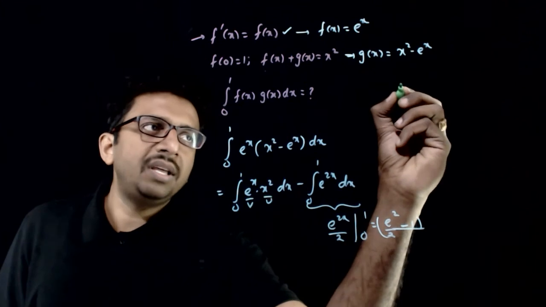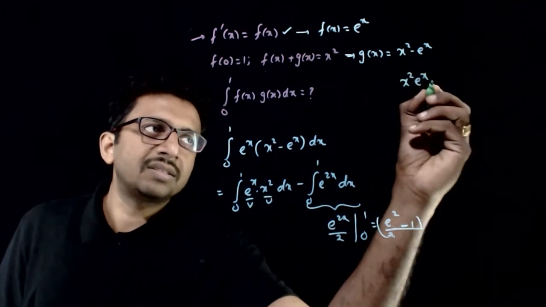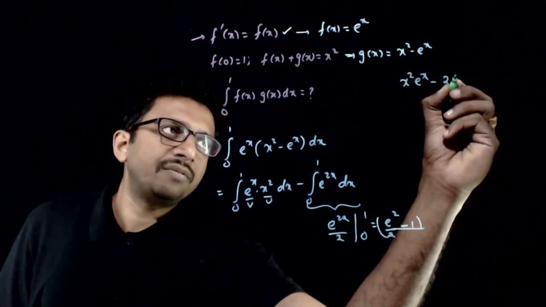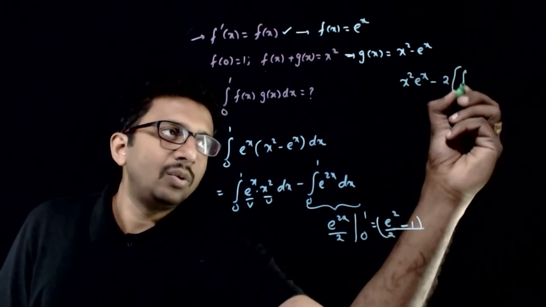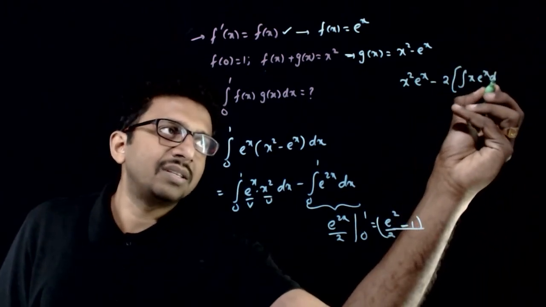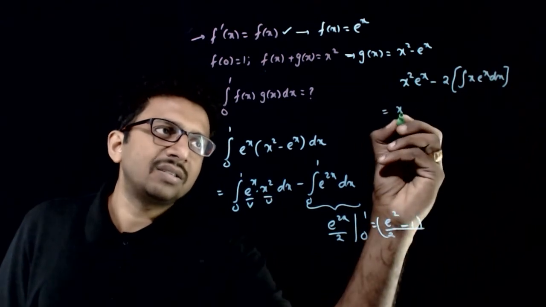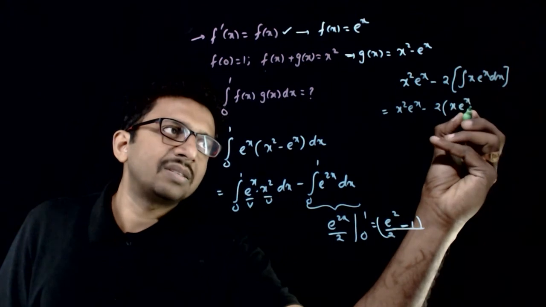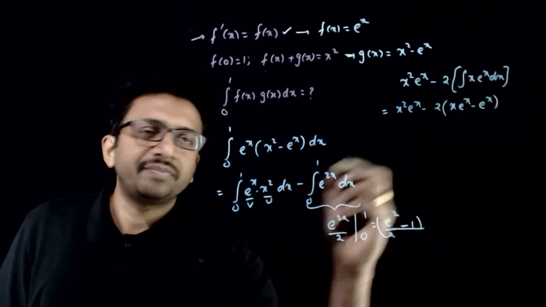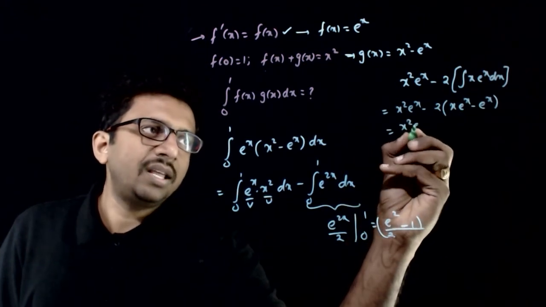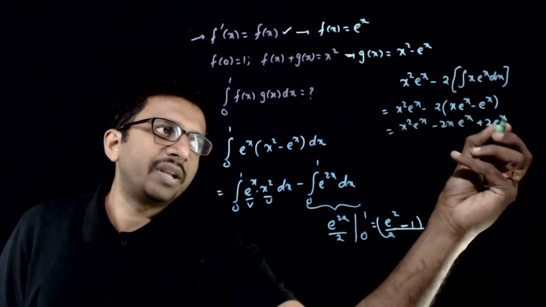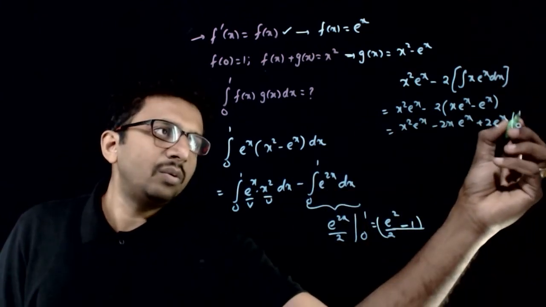So u integral v, that is x square into e power x minus du by dx, 2 times integration of x e power x dx, that is x square e power x minus 2 times x e power x minus e power x, that is x square e power x minus 2x e power x plus 2 e power x, going from 0 to 1.